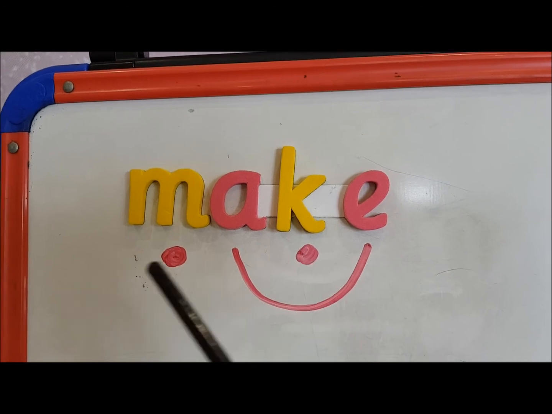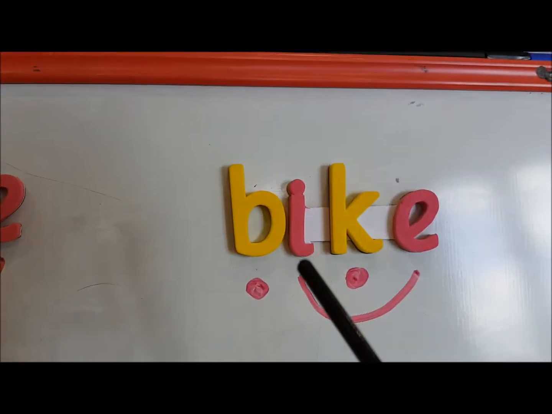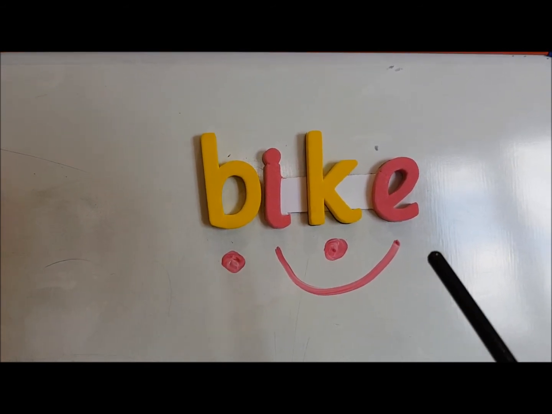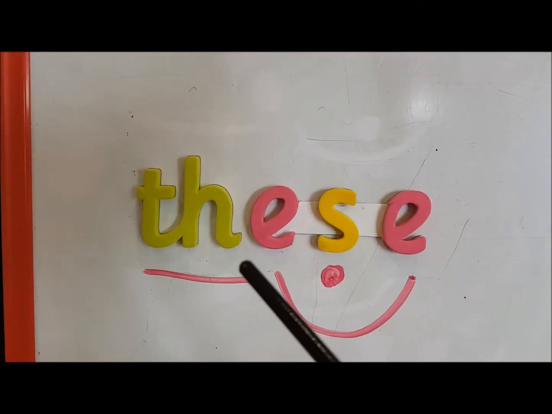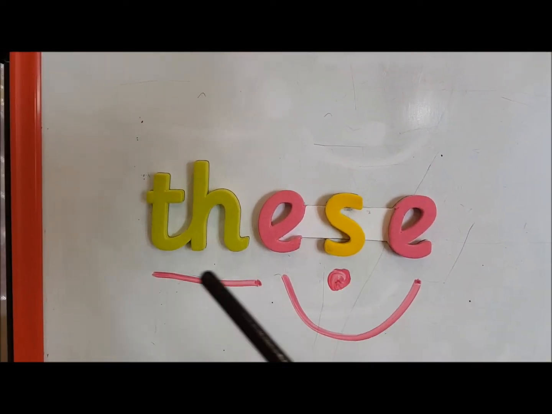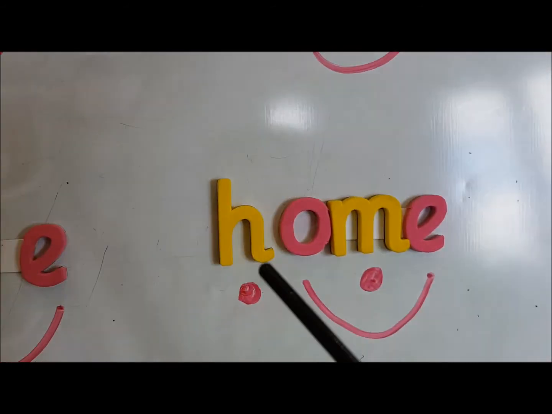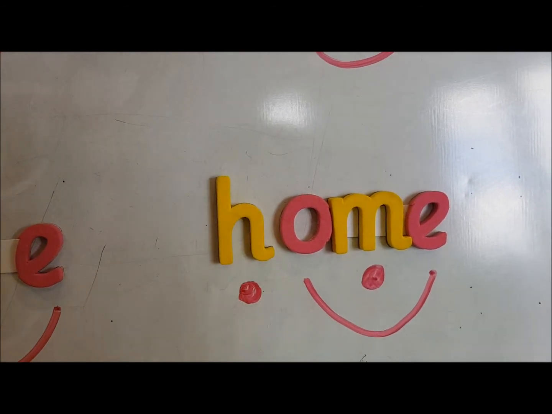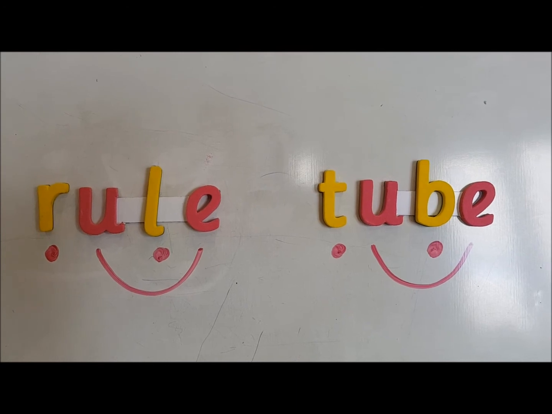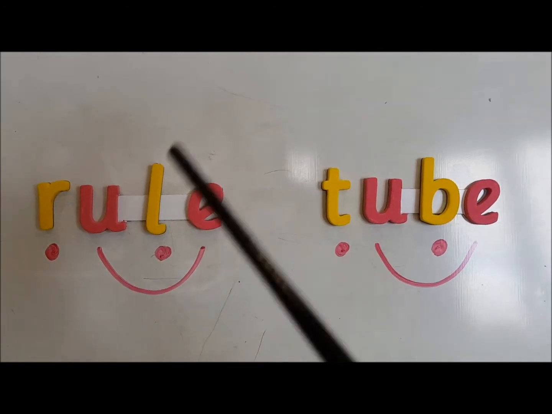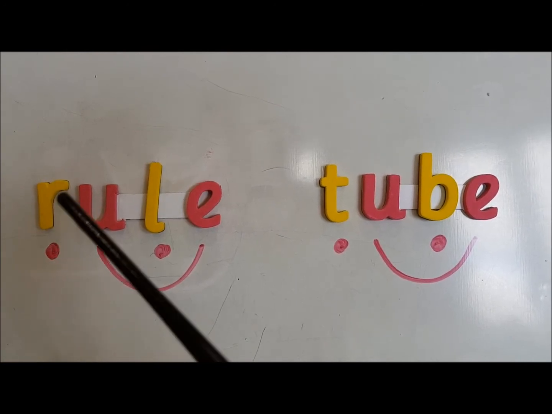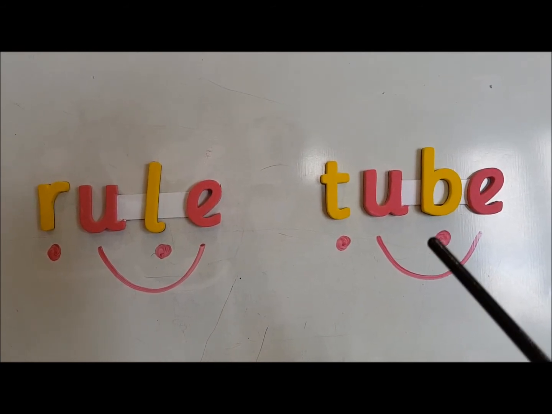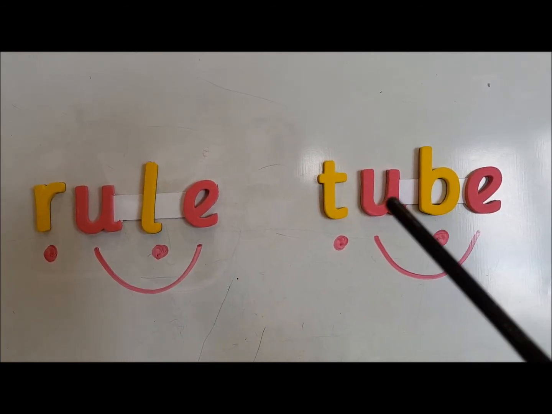And here we've got a, k, make. B, I, k, bike. F, E, s, these. H, O, home. With this split digraph, it can have two different pronunciations. U, as in rule, or U, as in tube.